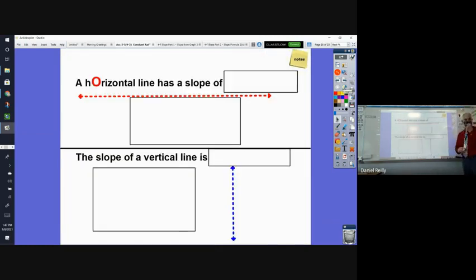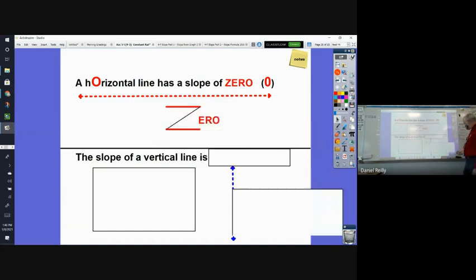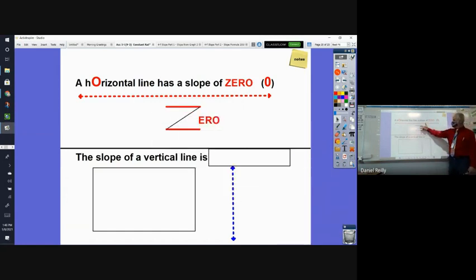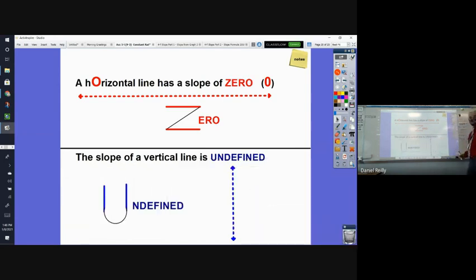So there's a way to help remember this. Horizontal has an O in it, right? A horizontal line has a slope of 0. Or you can also remember that a Z in 0 has horizontal lines. The slope of a vertical line is undefined. It starts with a U, which has vertical lines in it.